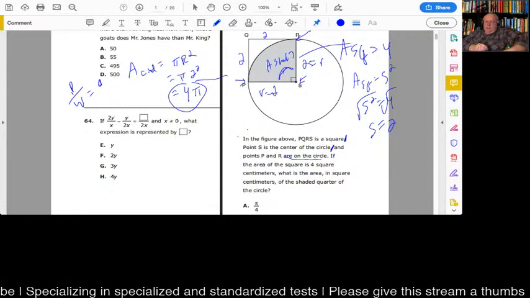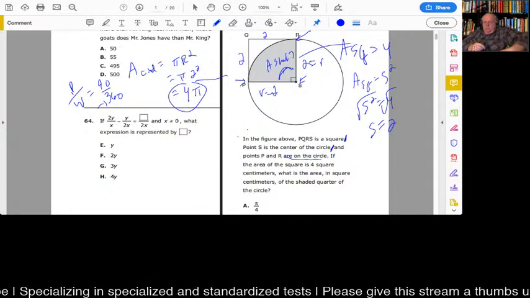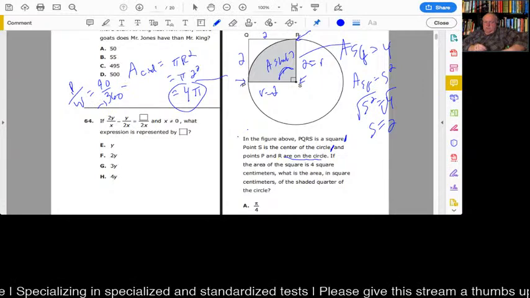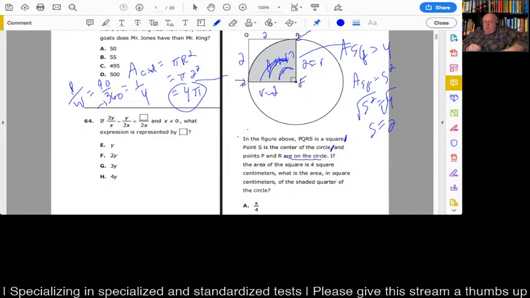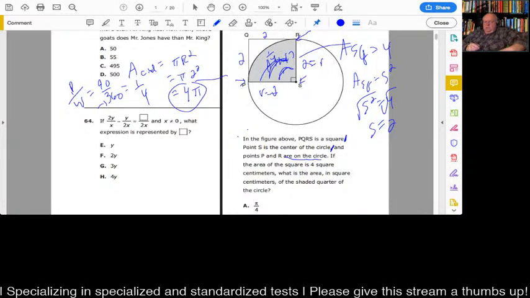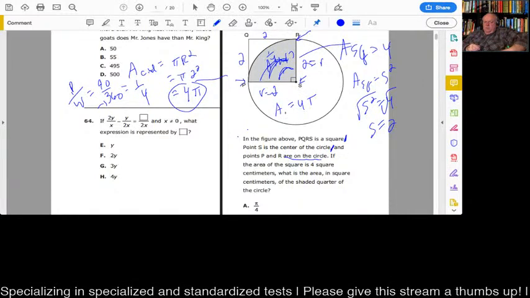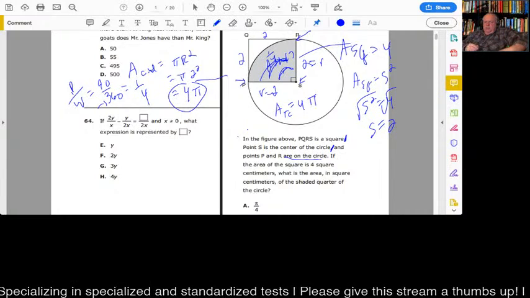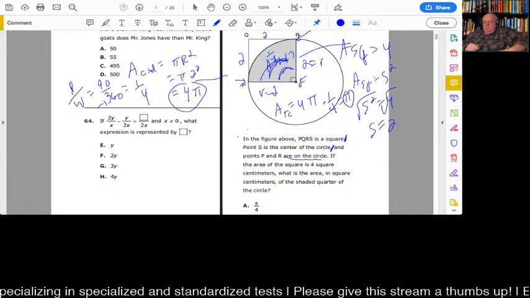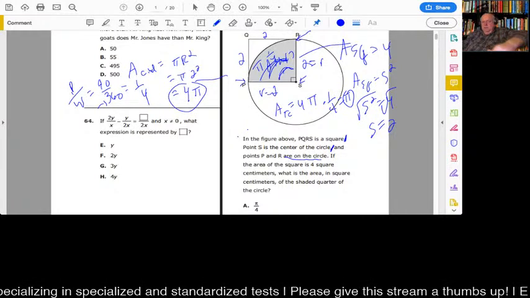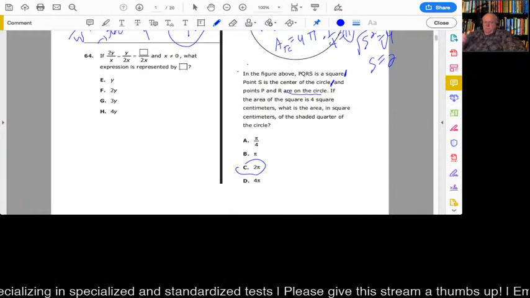So we get 90 over 360. Everybody should know that 360 degrees is the number of degrees in a circle. And then we get 1/4. So the shaded area is 1/4 of the whole circle. So if the area of this circle is 4 pi, then we're trying to get 1/4 of it, which is equal to pi. So this right here is pi. That would be the straight up answer to this question, which is C. Okay?